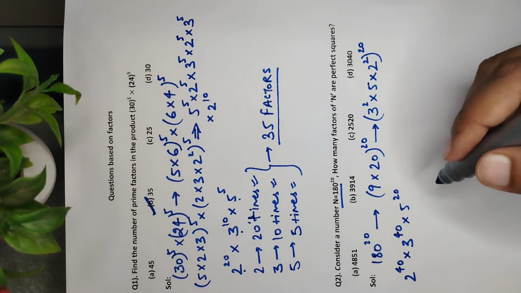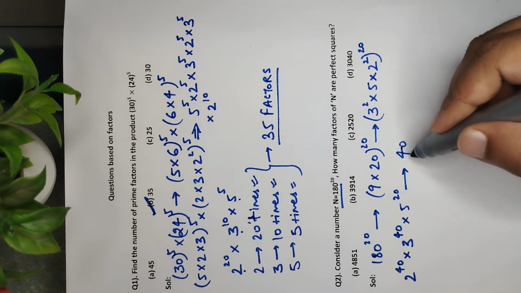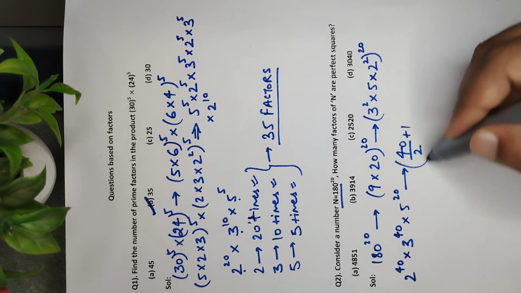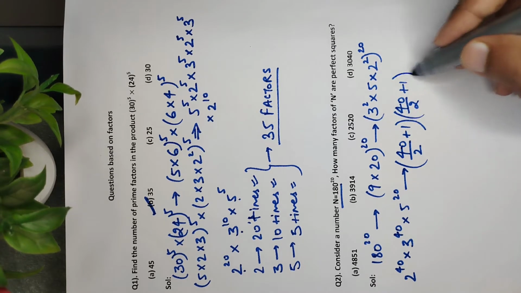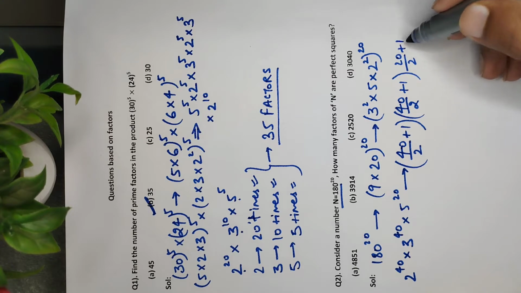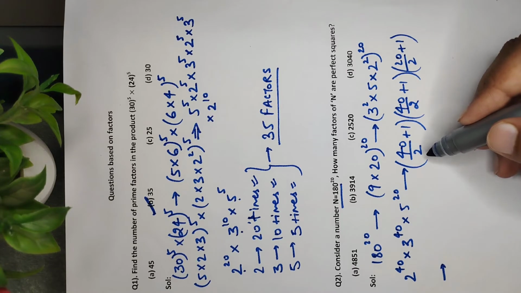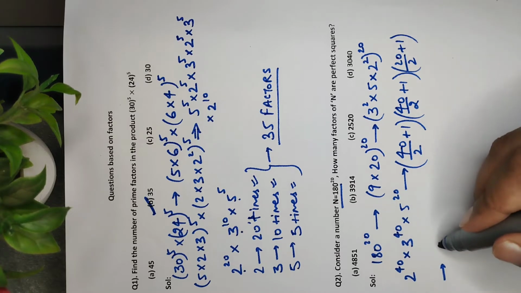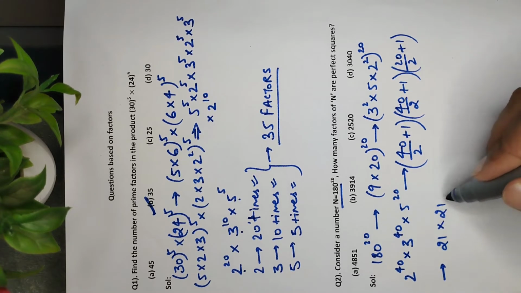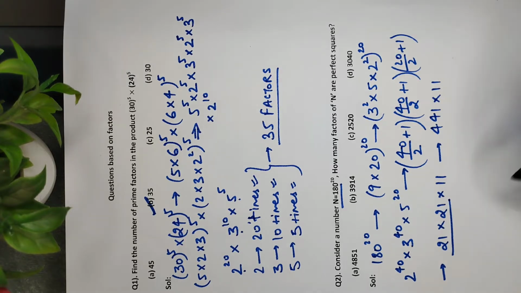Now as I have to find the number of perfect squares, what I have to do is simply divide these powers by 2 and then add 1 to them. Similarly, again dividing this power by 2, adding 1 to all of these powers. If the question is based on cubes, I will simply divide by 3. If the question is based on 4, then we will simply divide the powers by 4. So this will be equal to 21 multiplied by 21 multiplied by 11. So 21 square is 441 multiplied by 11.